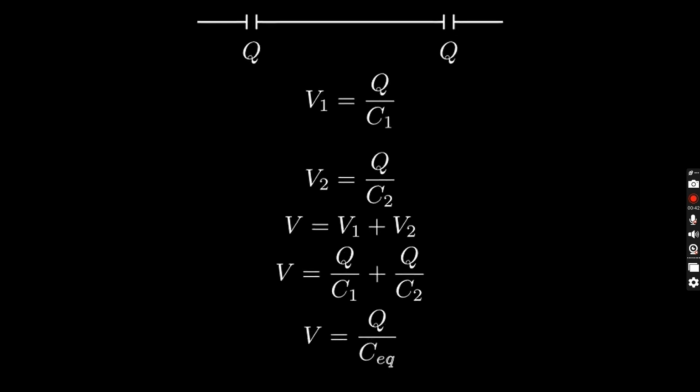Now, for the equivalent capacitor C equivalent, we know that V equals Q over C equivalent. Since both expressions equal V, we can equate them. Q over C equivalent equals Q over C1 plus Q over C2.